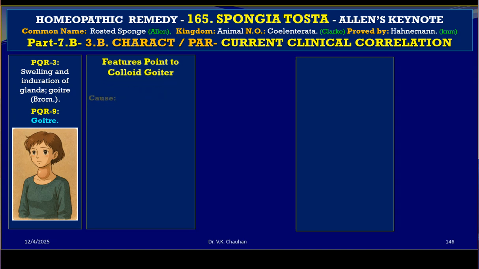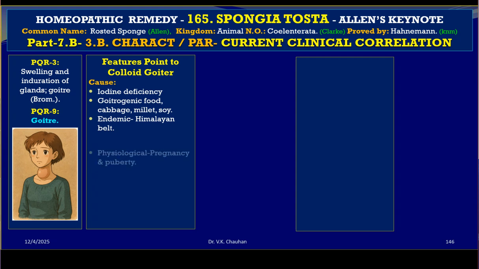What we find, the features here, they simply point most probably towards colloid goiter. And this is a deficiency goiter. And sometimes there are people who are taking certain goitrogenic foods, which will not allow the iodine to be absorbed, like cabbage, millet, soya. Then endemic areas where people are living, like the Himalayan belt. Physiologically, you will find pregnancy and puberty is the common time when this kind of goiter or thyroid enlargement occurs.